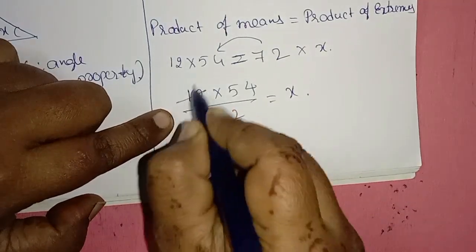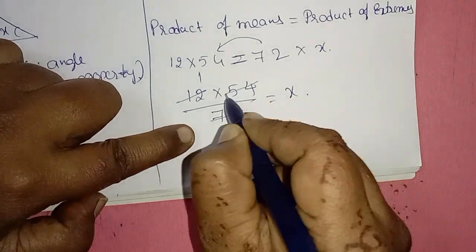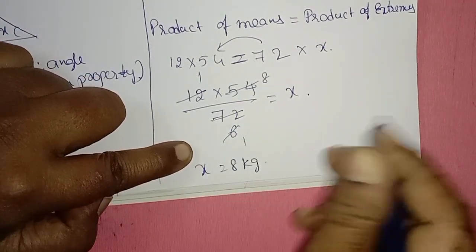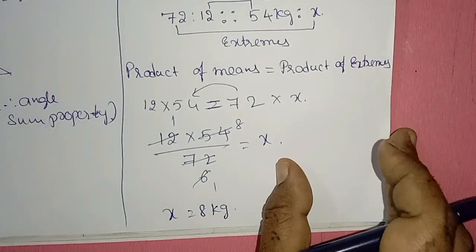So 12 ones are 12. Directly I am taking 12 table. 12 sixes are 72. 6 ones are 6, 8. X equals 8 kgs. So that woman weighs on the moon is 8 kgs. Right? This is your solution.